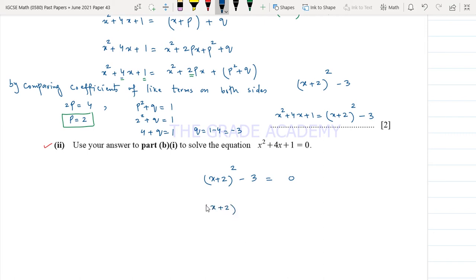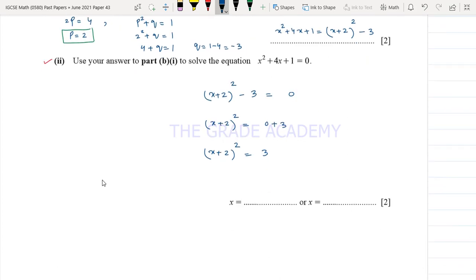So x plus 2 whole squared is equal to 0 plus 3. So we have taken minus 3 to the right. So x plus 2 whole squared is equal to 3. Okay, so if we take square root on both sides, we will get x plus 2 is equal to plus or minus square root of 3. So from here we will get x plus 2 is equal to positive square root 3 or x plus 2 is equal to negative square root 3. So this will give us x is equal to square root of 3 minus 2 or x is equal to negative square root of 3 minus 2.